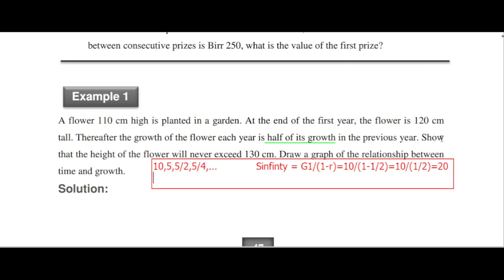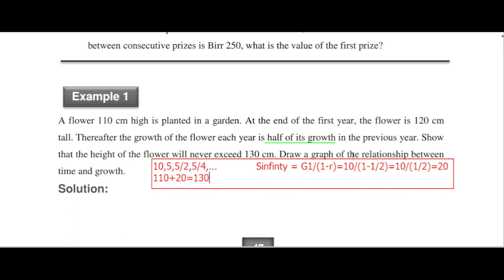Now this is the total increment. A flower 110 cm high is planted in a garden. So what will we add here? 110 cm plus 20, which is equal to 130 cm. So the height of the flower will never exceed 130 cm.